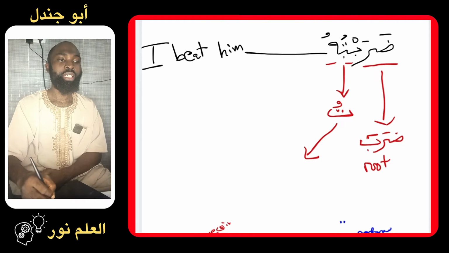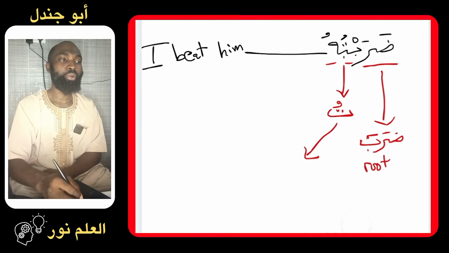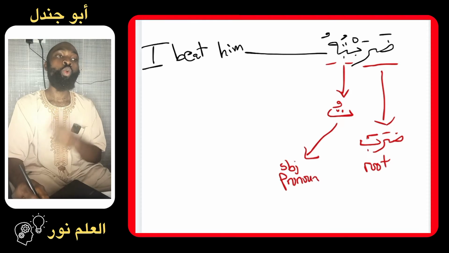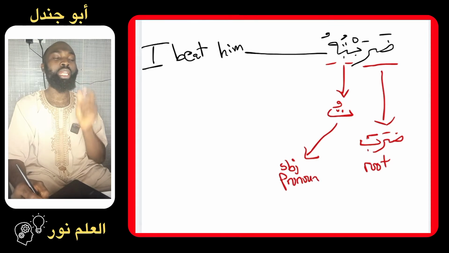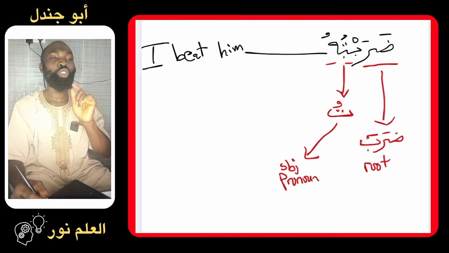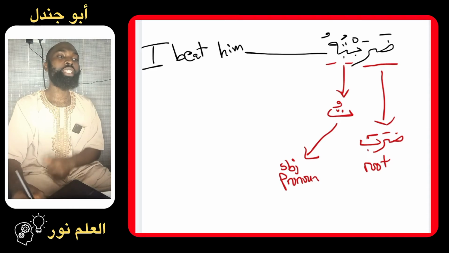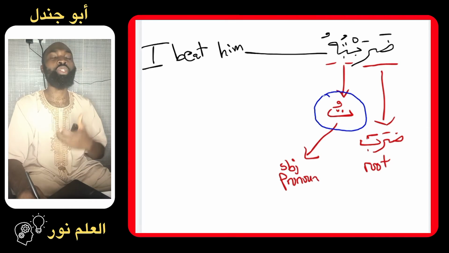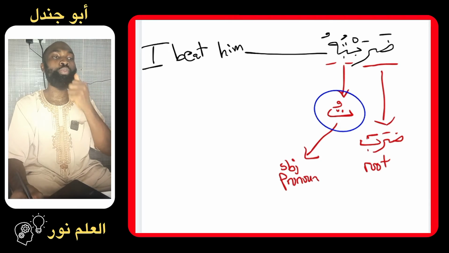It is considered to be a pronoun, but this type of pronoun is known as a subject pronoun. Why? Because it is the one showing the performer of the action. If I say dorobtu, it means I beat. Who performed the action? I'm the one. So this tu here is representing myself, the performer of the action. Dorobtu, I beat.